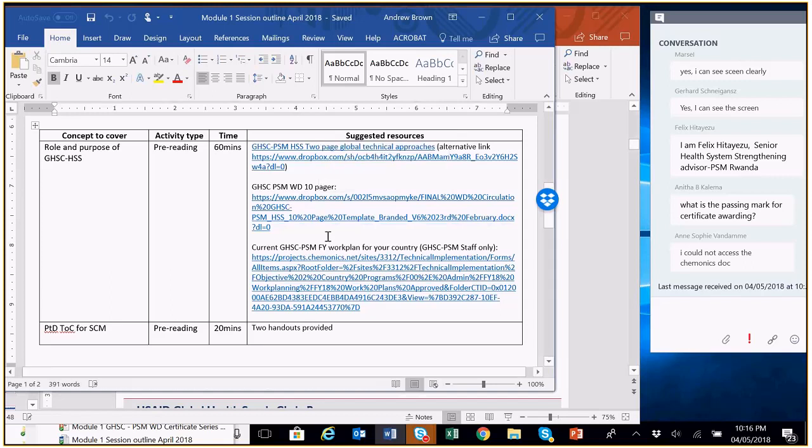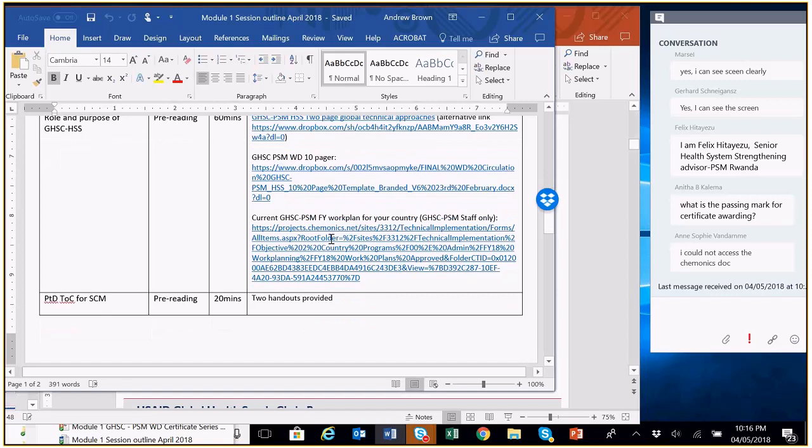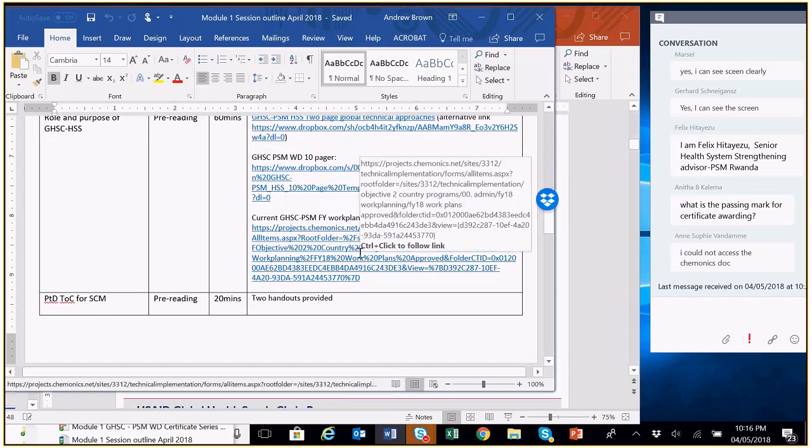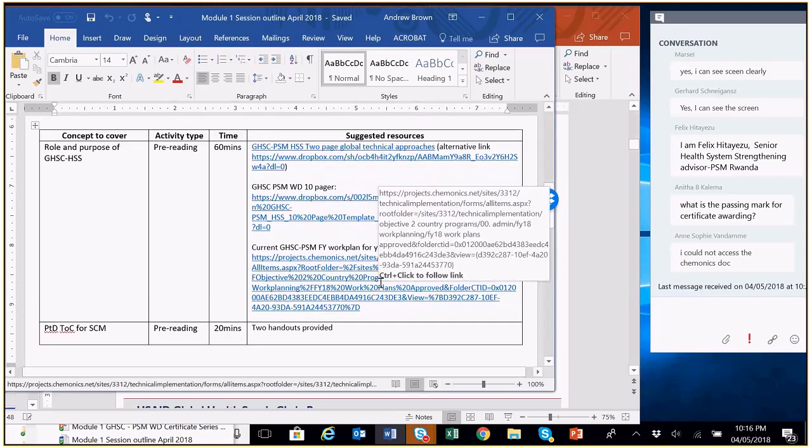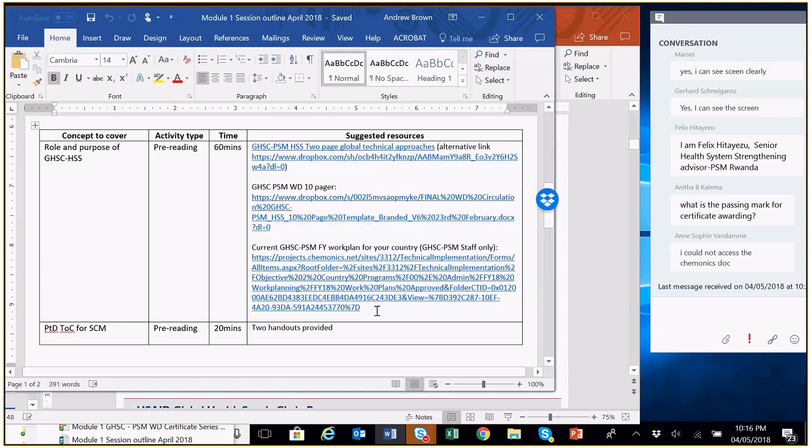For those of you who are PSM staff members, you'll be able to access this particular very large link and have a look at your work plan for your particular country. I would encourage you to do that as part of this series because it will help you think about what your country is doing in terms of its capacity development activities, and will also help you to critically reflect on those activities as you learn more as you go.